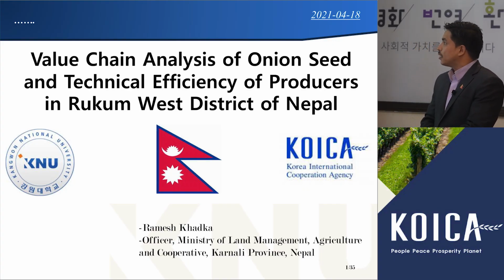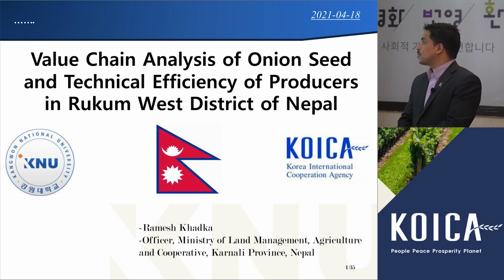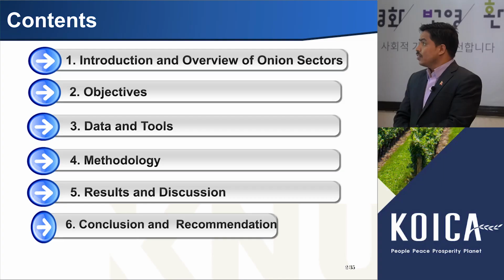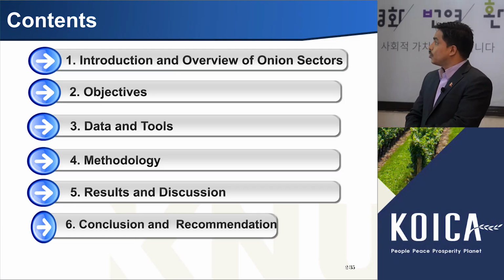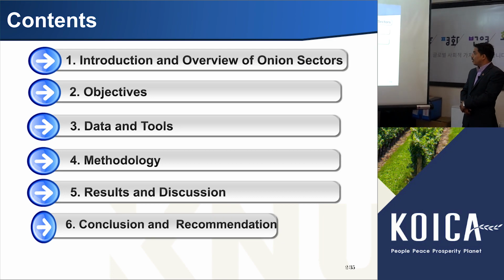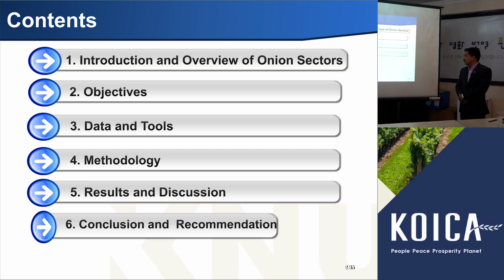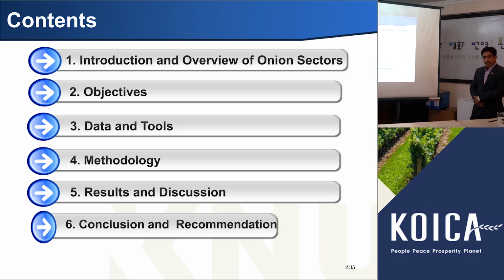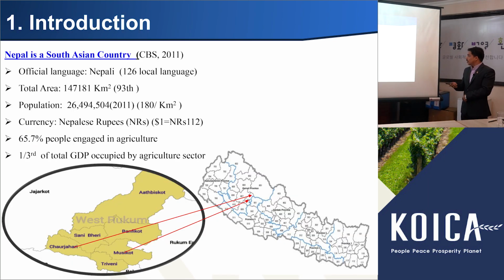This is my research paper on the topic of value chain analysis of onion seed and technical efficiency of producers in Rukum West district of Nepal. This topic will cover introduction and overview of the onion seed sector, objectives, data and tools, methodology, result and discussion, conclusion and recommendation. This is the introduction and this is the map of Nepal.